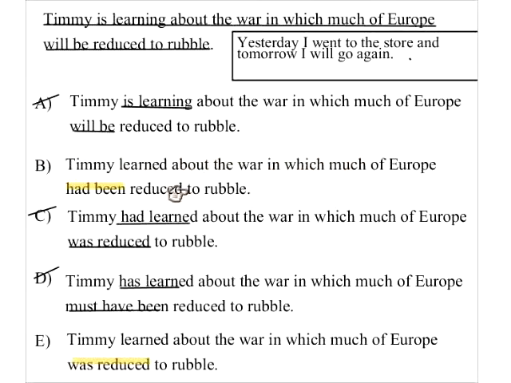Timmy learned about the war in which much of Europe had been reduced to rubble. Now, the way a lot of people read this is like, okay, I learned a rule. This reduction happened before the learning happened, so I'm supposed to use the past perfect. And in E, it's looking like the two are happening at the same time because these are both the simple past. Give me a smiley face if that was your logic and you ended up picking B. I think that's kind of what your logic ought to be if you picked B.